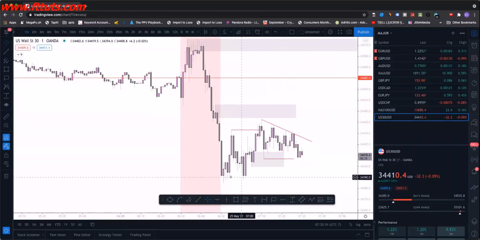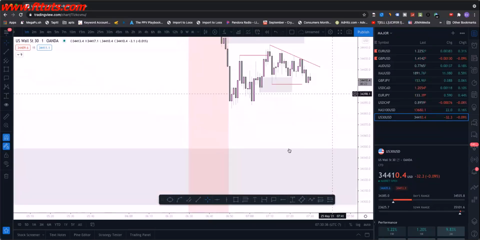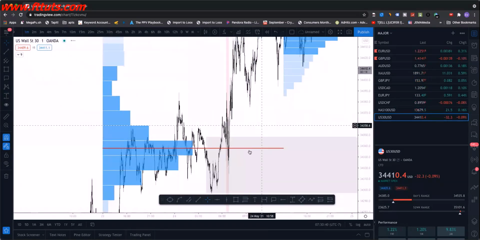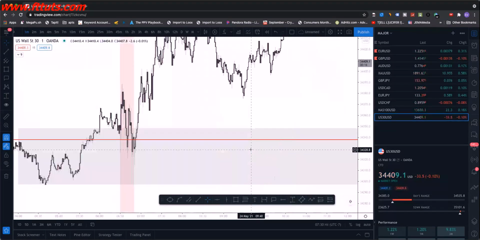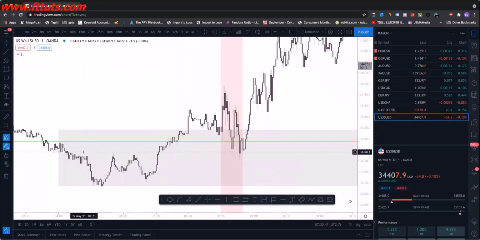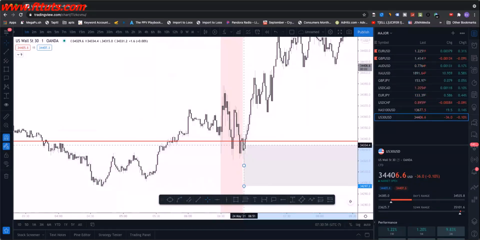I don't see anywhere to buy from here, so definitely not taking any buys from there. We have this huge zone that I probably should reduce. Let's see what we have. Well, there's a lot of areas here. Nothing really right here. There's some in here, but I kind of like this area, so we'll see how this goes here.